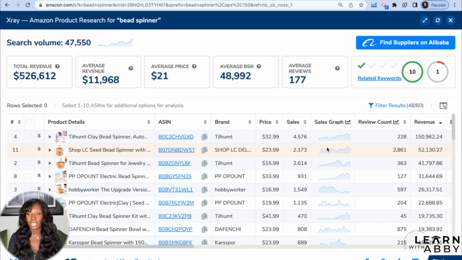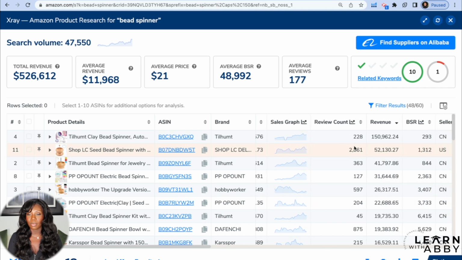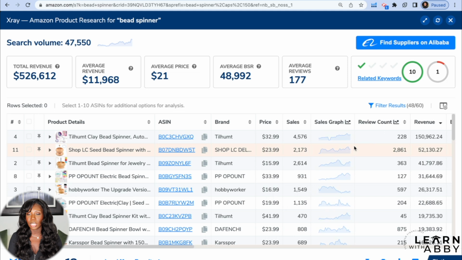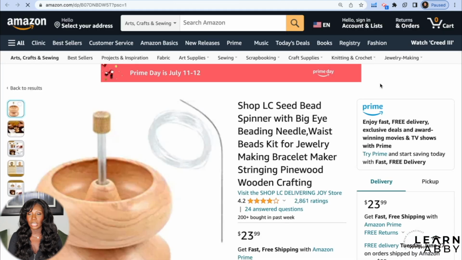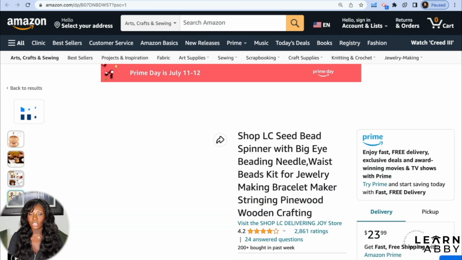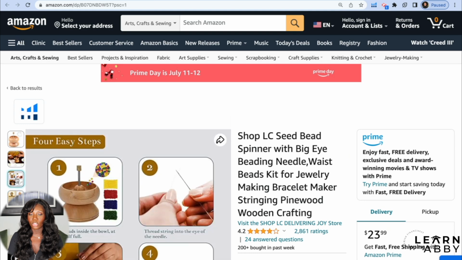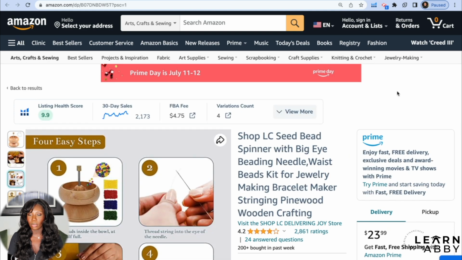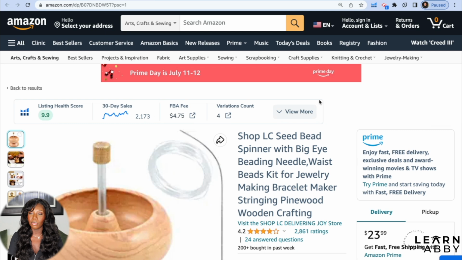But just to even take it a step further, I know I'm kind of going in depth here, but I want you all to really understand what I'm talking about. We're going to go ahead and use the non-electric version for this example. So if I click on this seller who has just this regular version, it looks like they're not selling it with any beads or anything. It's just going to be the string and the wooden bowl thing itself.